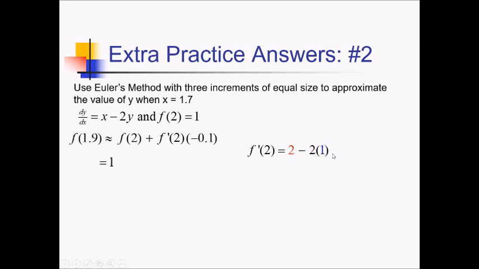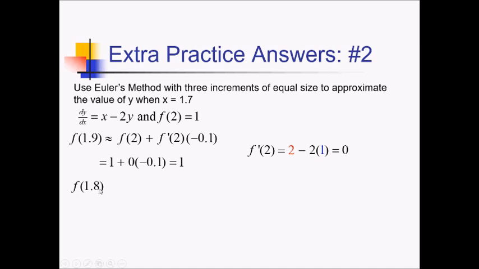2 minus 2 just gives us 0. So I've got 1 plus 0 for f prime times our step size of negative 0.1. This zeroes out that whole second term, just giving us 1 for the approximation of f of 1.9. Moving on now, we're going to use this to help us find f of 1.8.